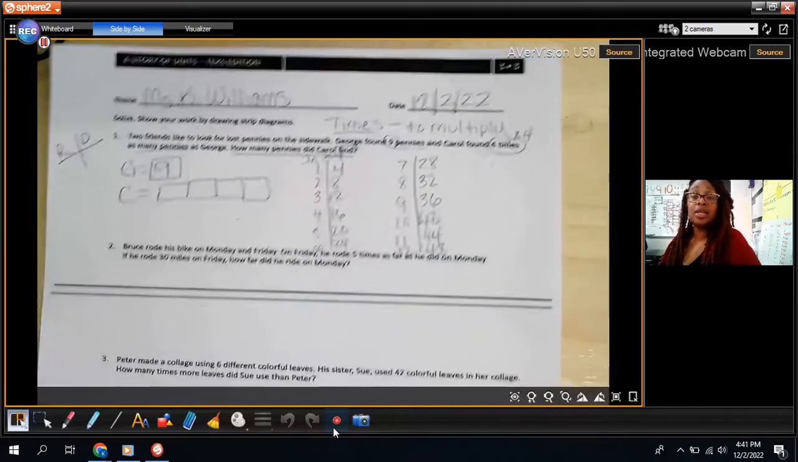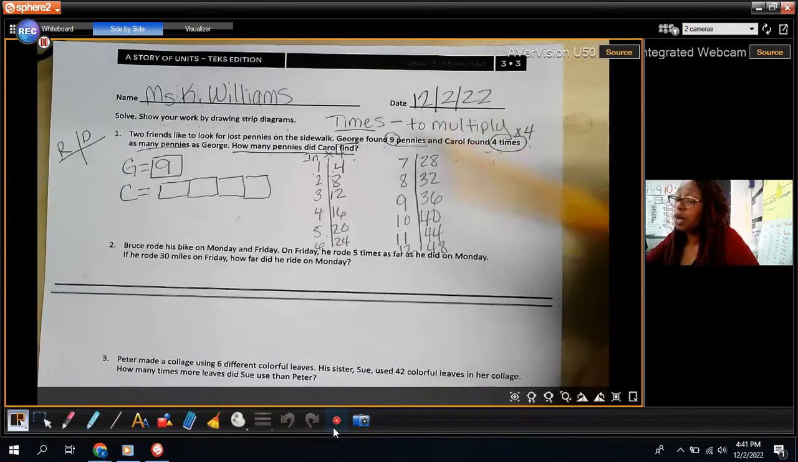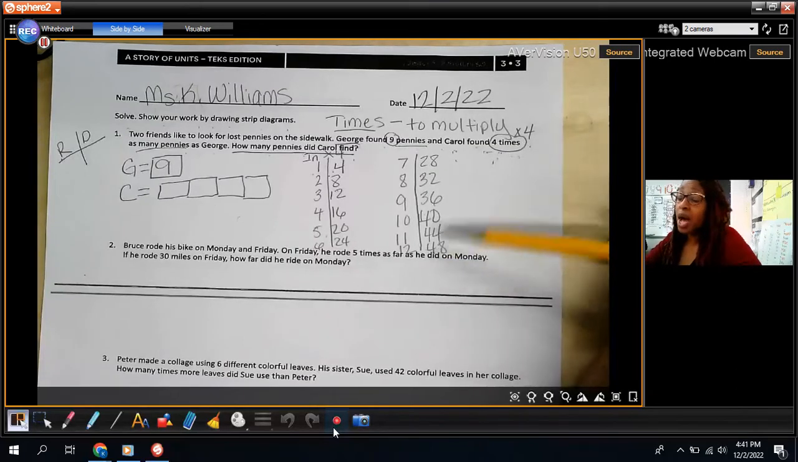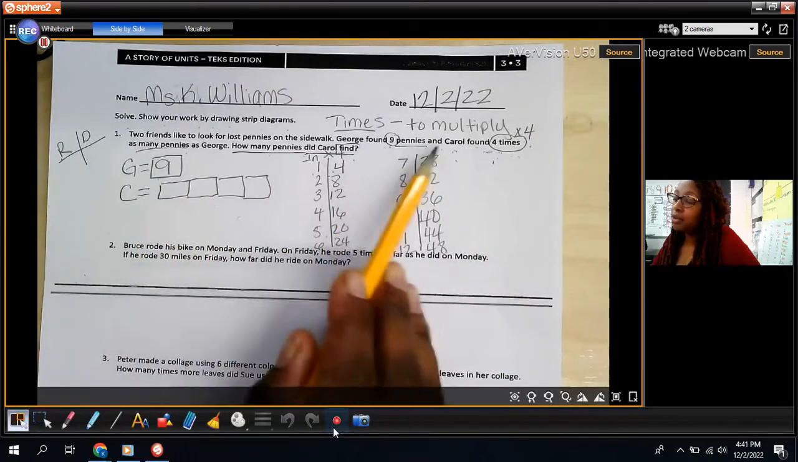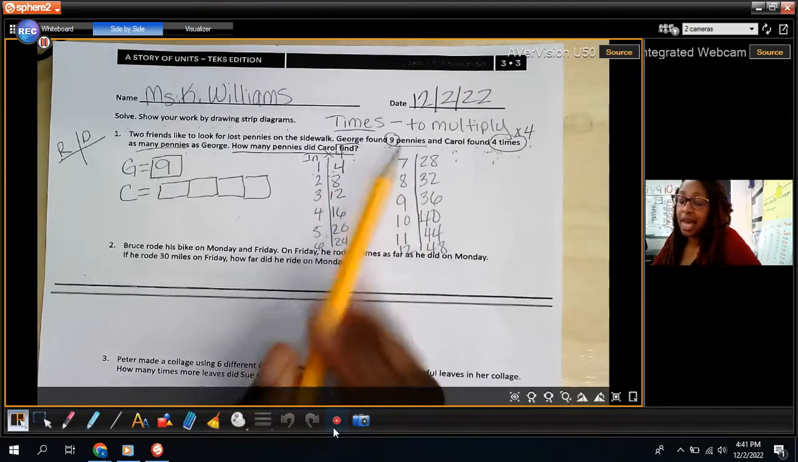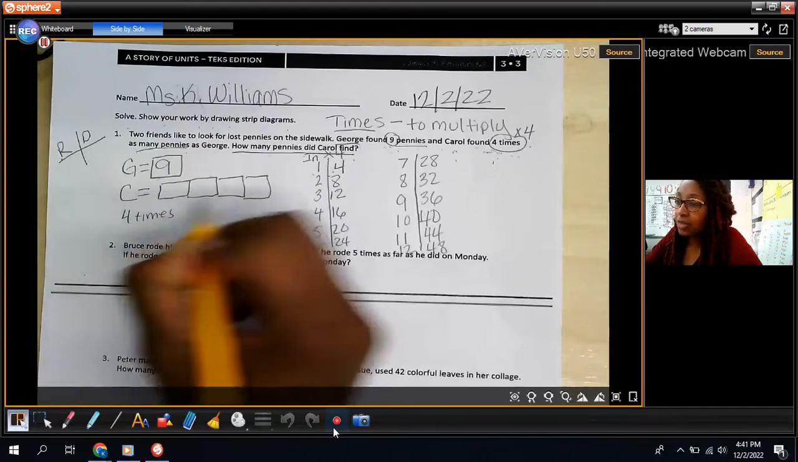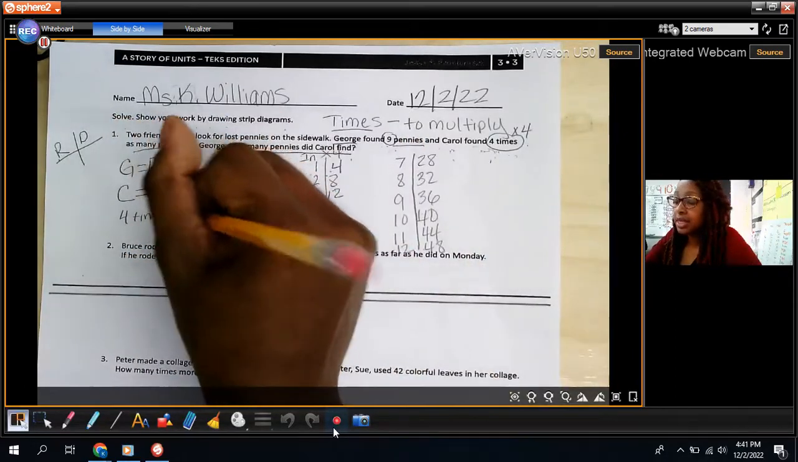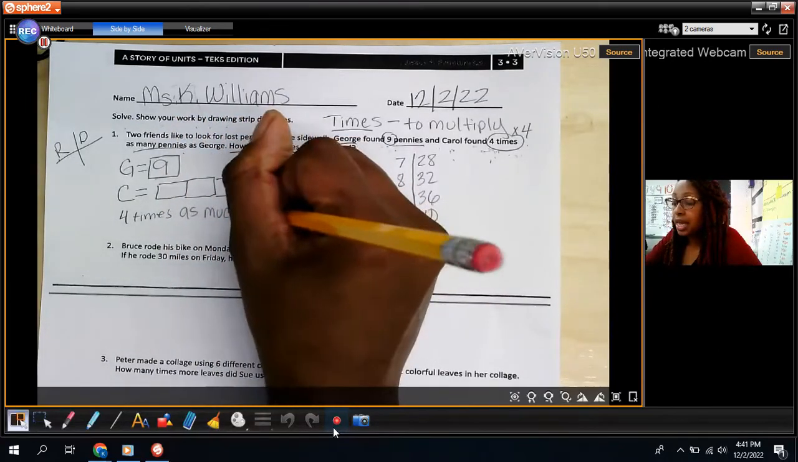All right, so I've completed my multiples of 4 up to 12 count. I skipped count by 12. So now I'm looking to see, what about if I had 4 times as much as 9? 4 times, I'm going to write that word out. As much as 9.